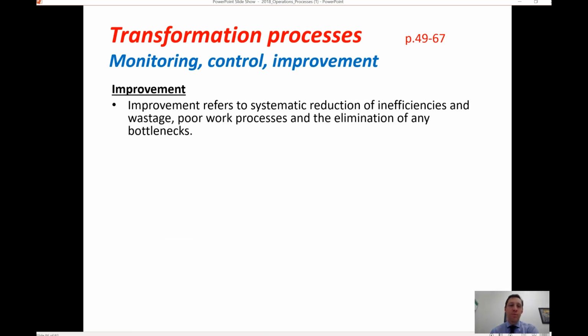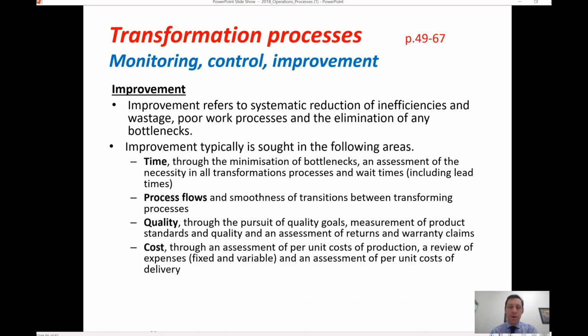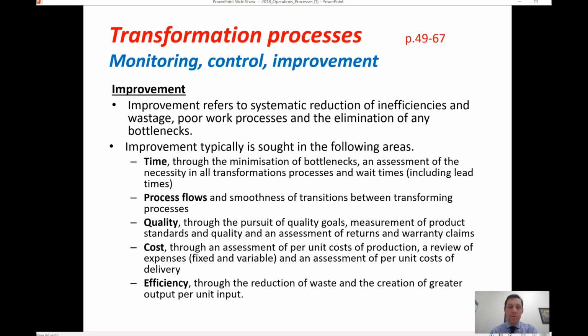And then lastly, improvement. I think the word pretty much says it all, but making overall changes to the process to achieve a systemic reduction of inefficiencies and wastage, poor work processes, and remove any bottlenecks. So bottlenecks are when the process has been slowed down for some reason. You'd normally look for improvement in things like time, process flows, and smoothness of transition between transforming processes, the quality, so the level of quality. Let's seek to improve the quality of each Coca-Cola bottle, for example, because for some reason recently the labels have been coming out off-center. Costs, if we're experiencing too high costs and a lack of efficiency, you'd seek improvements in that area. Okay, and I'll leave it at that.